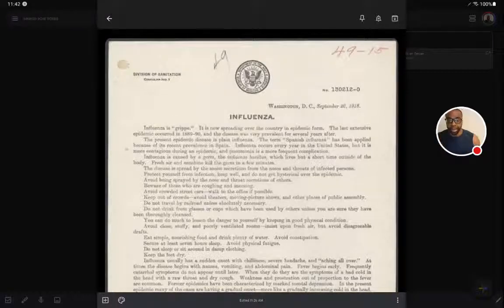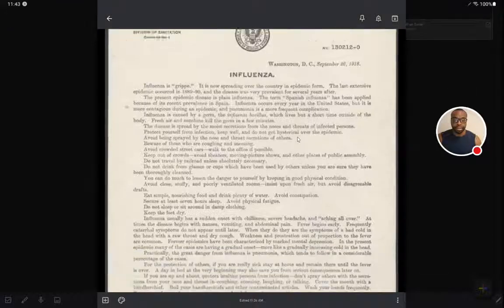Influenza, or grippe, is now spreading over the country in epidemic form. The last extensive epidemic occurred in 1889 and through 1890, and the disease was very prevalent for several years after. The present epidemic disease is plain influenza. The term Spanish influenza has been applied because of its recent prevalence in Spain. Influenza occurs every year in the United States, but it is more contagious during an epidemic, and pneumonia is a more frequent complication.